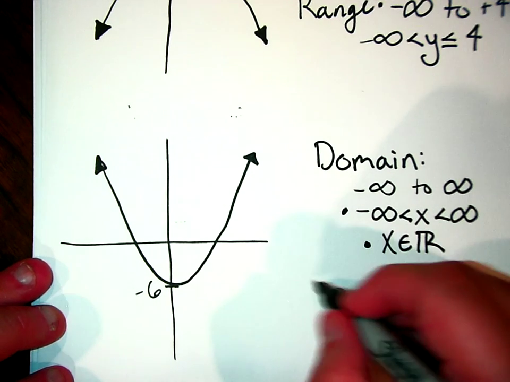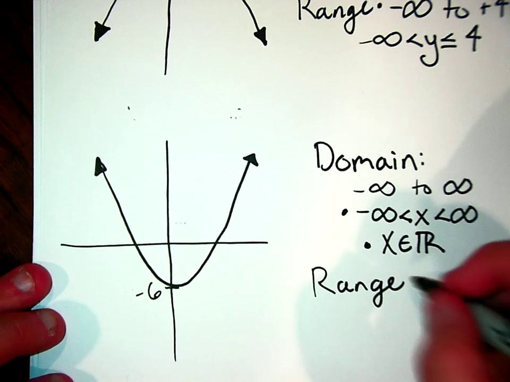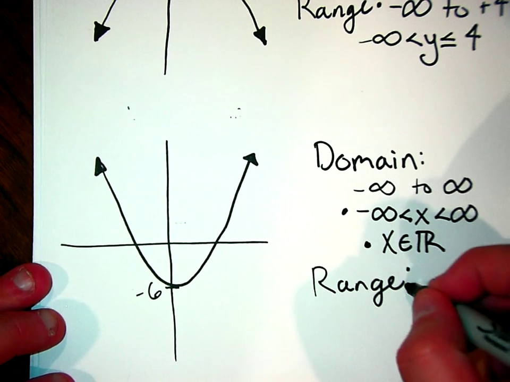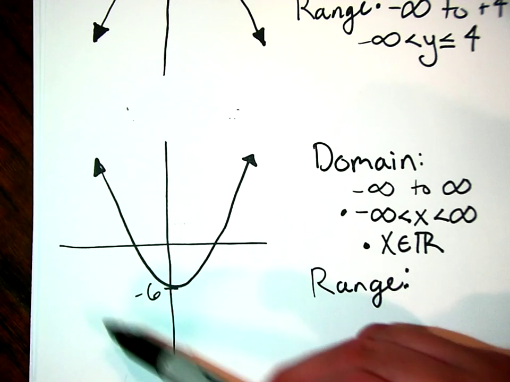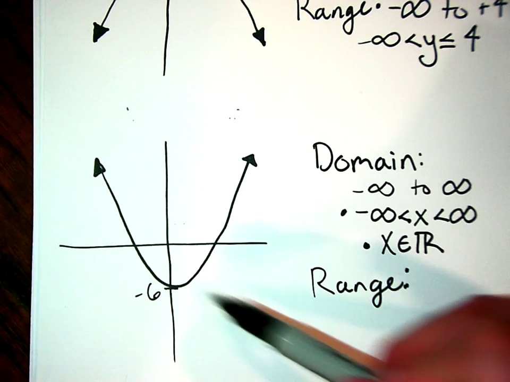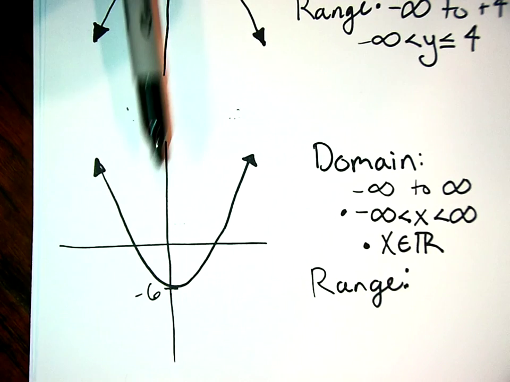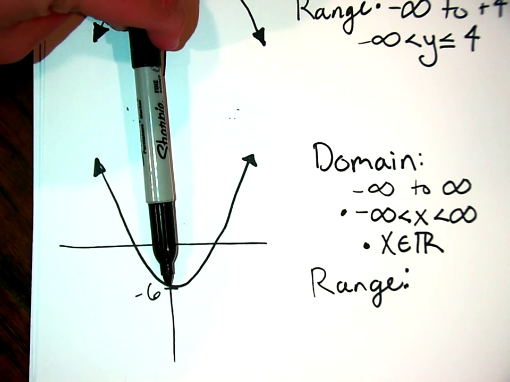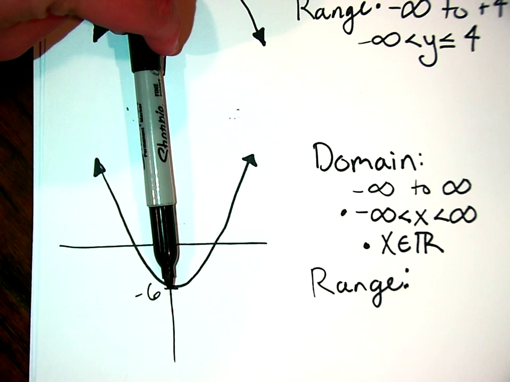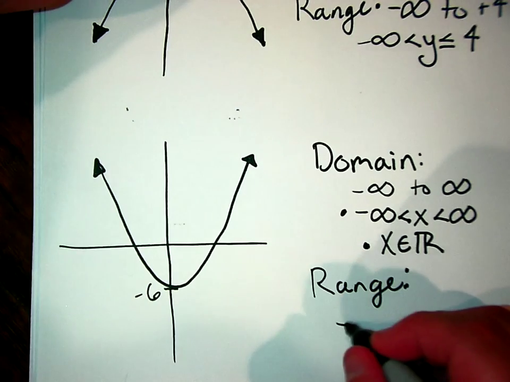Okay. And last but not least, range. Now, as you can see, our range isn't going to be negative infinity to positive infinity because part of this graph, part of this coordinate plane isn't touched at all by this graph. So let's start like we always do. What's the smallest number? As I move down, how far down is this graph going to go? Okay, how far down? And we can see that it doesn't extend past negative 6. Okay, everything else is above that. So my lowest number here is going to be negative 6.